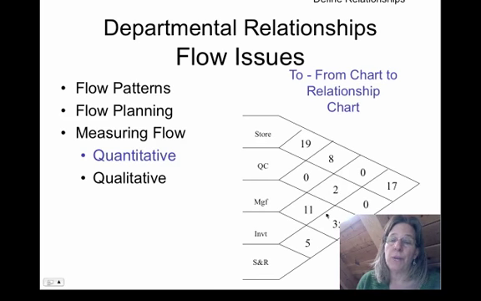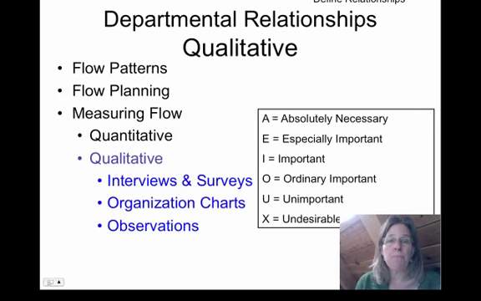Obviously, between shipping and receiving and manufacturing is the strongest relationship, and then the storage and quality control is another strong relationship, and shipping and receiving and storage is another strong relationship. So you can really define the strength of the relationship by this relationship chart.